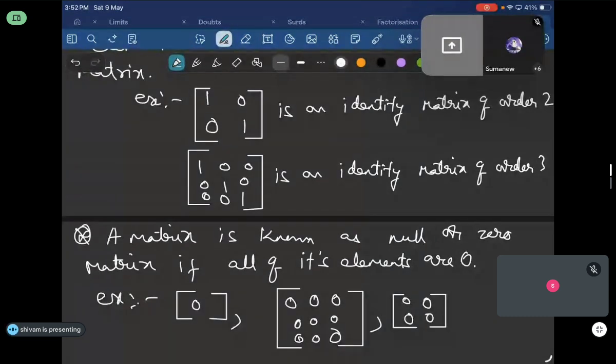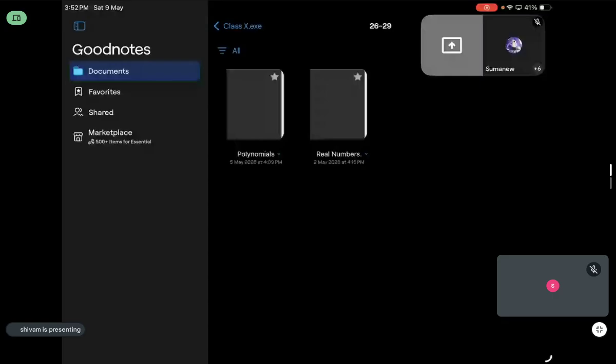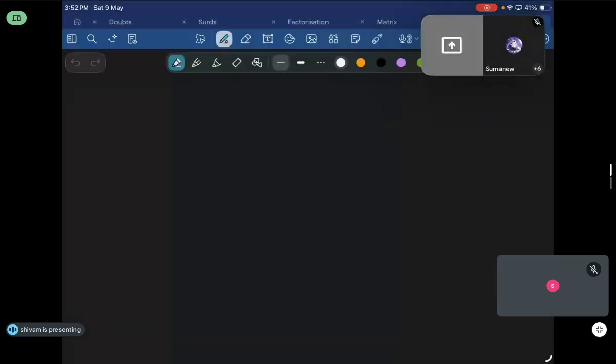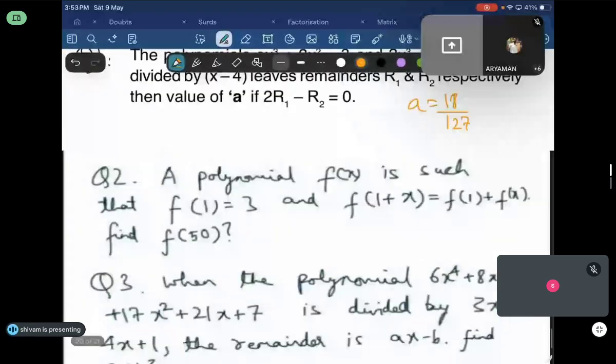So last day, what have we done? Let's see. Okay, this was the problem I had given. Over here, everyone got the answer as a equal to 18 by 127. Anyone having any doubt? Tell me, I'll explain. A equal to 18 by 127. Next, number 2. Number 2, the answer is 150. Anyone having any doubt? Anyone tried? Got the answer? Yes, Ariman, you have a doubt in this question. Okay, let's start.